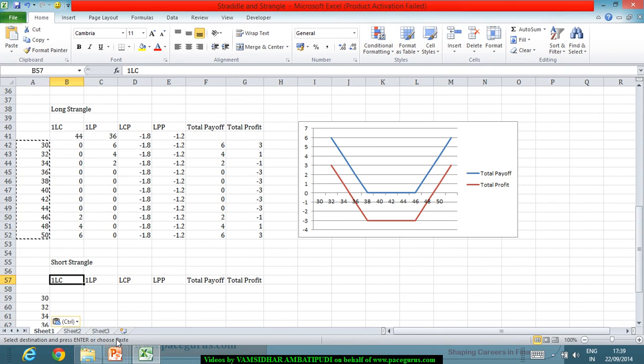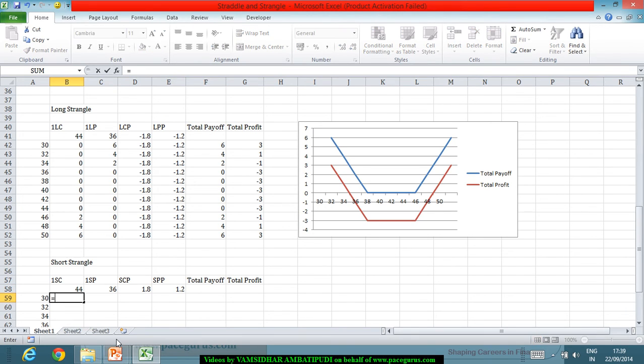Yes, in case of short strangle, I'm doing a short call plus a short put. So there is a short call premium which is being received, and a short put premium which is being received. So shorting a call for 44, shorting a put for 36, receiving a premium of 1.8, receiving a premium of 1.2. In this case, because it is a short position, I'll take minus the maximum of the spot price minus the strike price, comma 0. So this is going to be something like this.